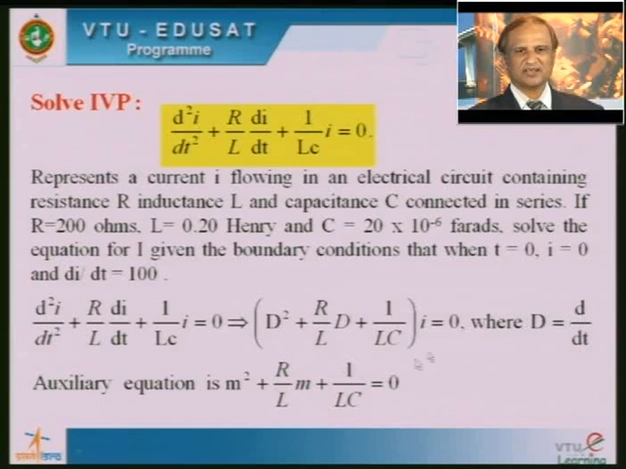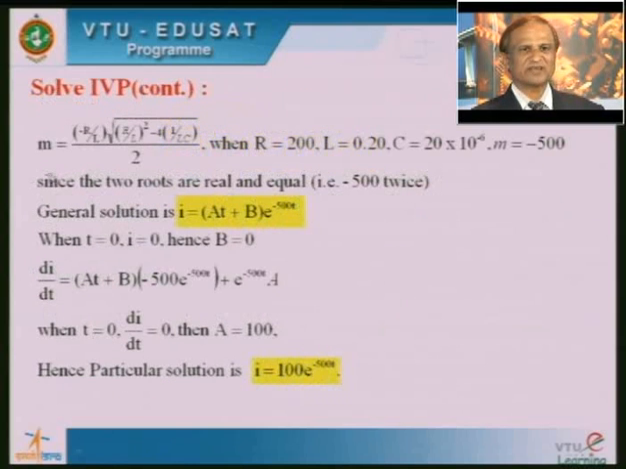Right? So now you can write down the auxiliary equation. Is it clear? The auxiliary equation is simply replacing capital D by m, right? So m square plus R by L into m plus 1 divided by L into C is equal to 0. Is it clear? I hope from the auxiliary equation we can find out the roots.